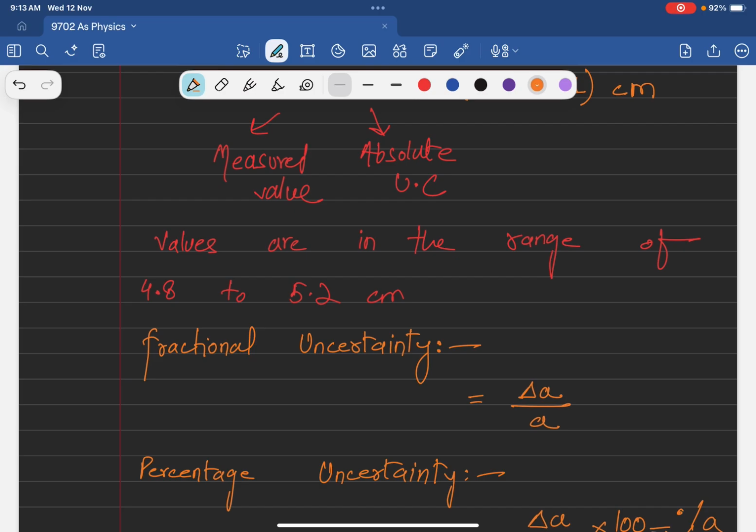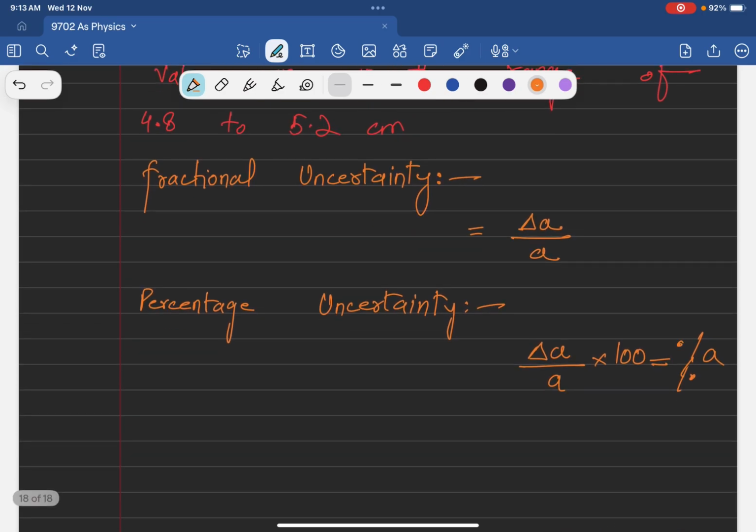In CAIE, they will ask sometimes fractional, sometimes percentage, and sometimes absolute uncertainties, and you need to calculate it for some values. So that is how the questions will come in the examination. So that is all for this video. This is a very short video where we are only discussing uncertainty. In the next video, we are going to discuss how we can calculate uncertainty in calculated values.